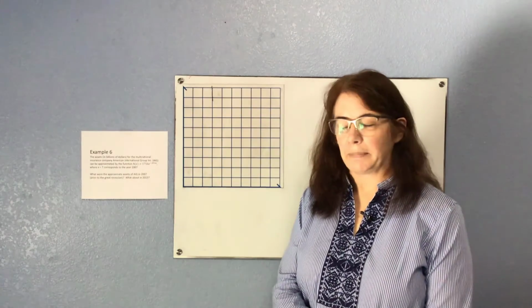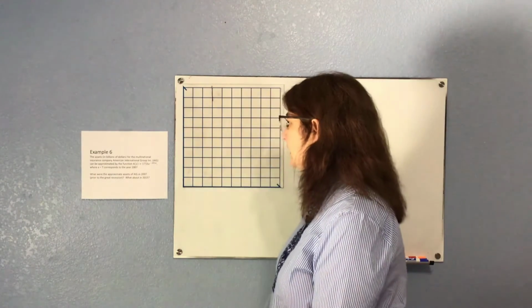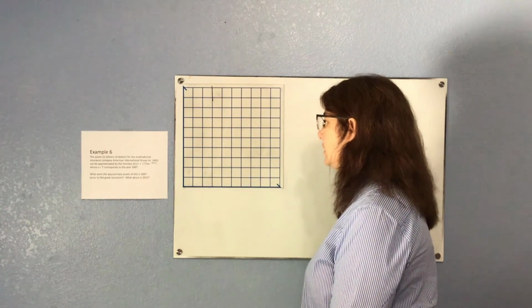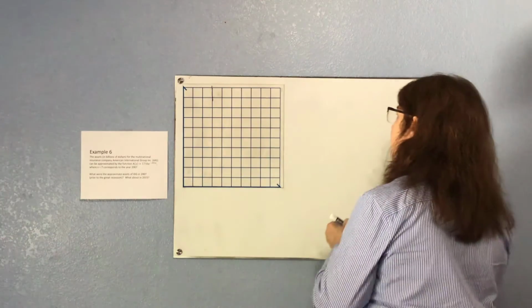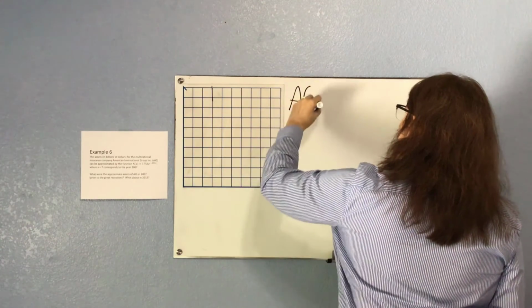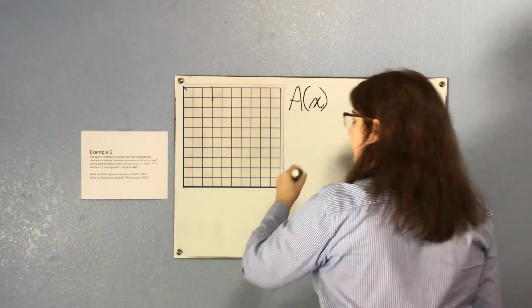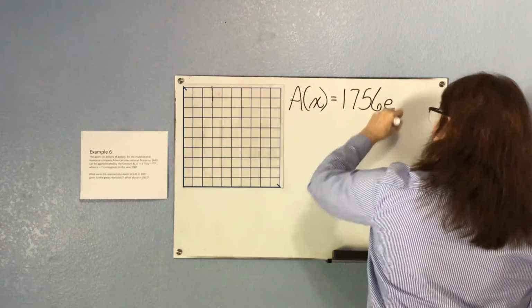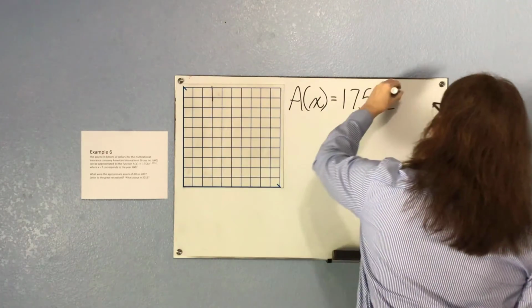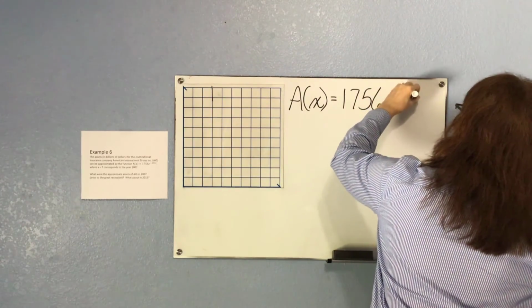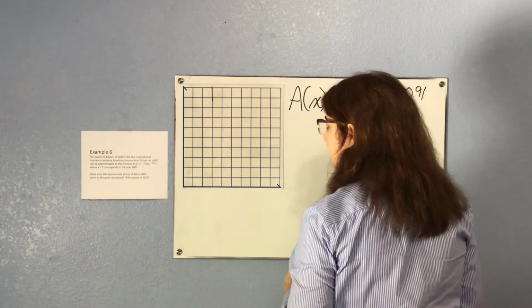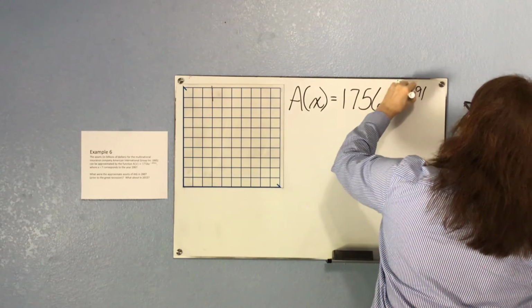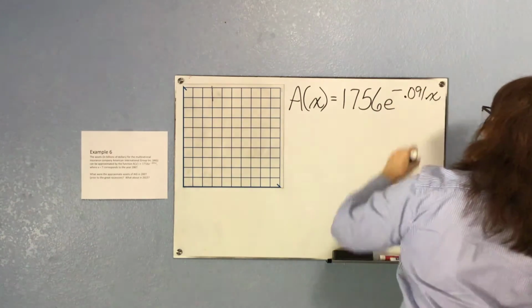So pause the video now and work on checkpoint 7. Here's another practical application. The assets in billions of dollars for the multinational insurance company AIG can be approximated by this function. A of x equals 1756 e to the negative 0.091 x.